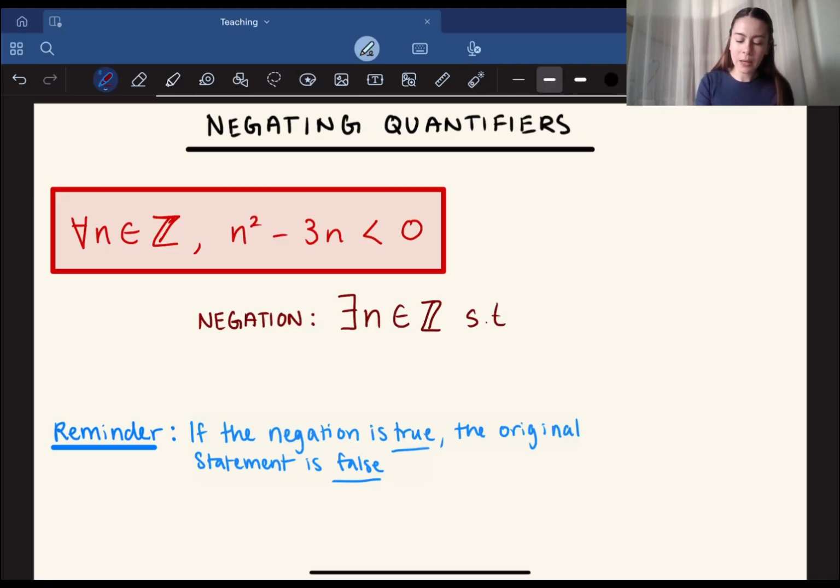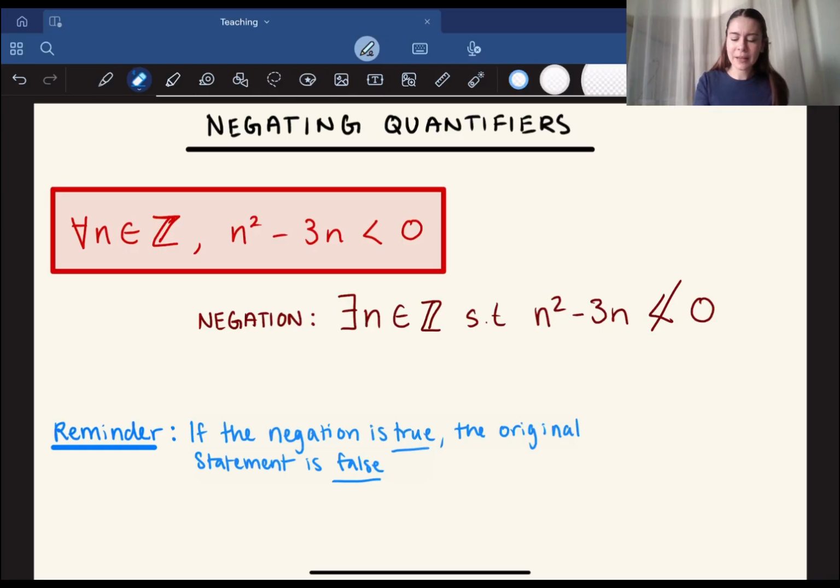So negating that would be n squared minus 3n, I'll write it like this at first, is not strictly less than 0. But actually we can write this not strictly less than 0 as greater than or equal to 0 to make things a little bit more readable. So now let's read this from left to right. This is our negation now. Our negation says there exists an integer n such that n squared minus 3n is greater than or equal to 0.